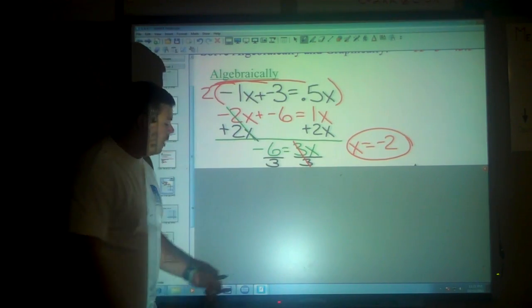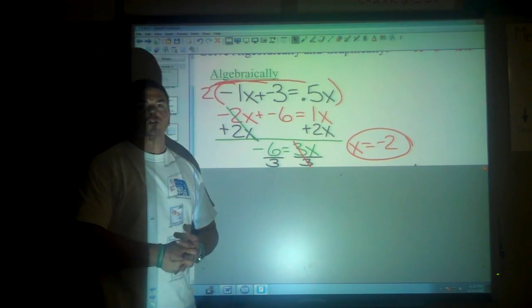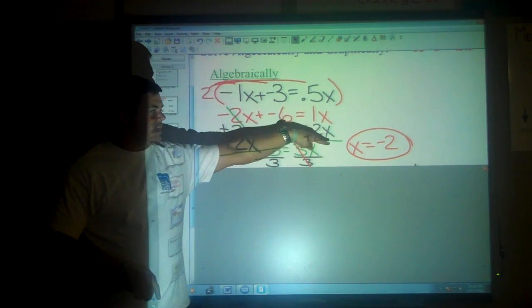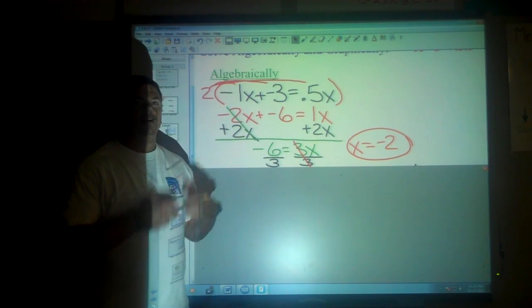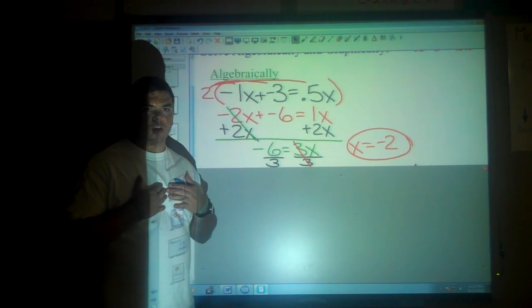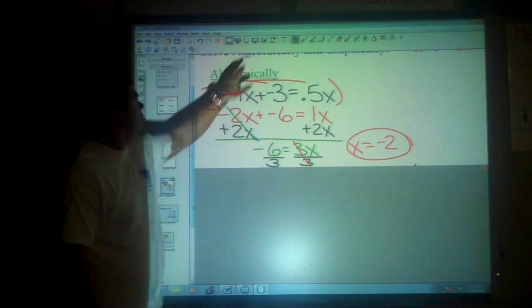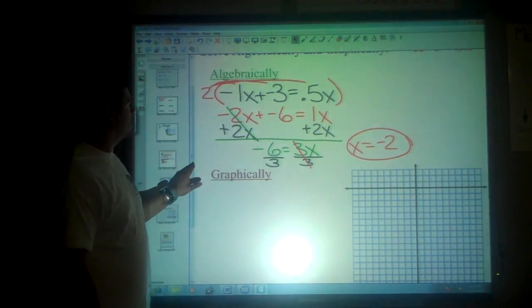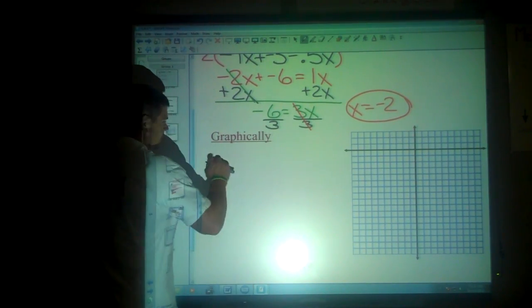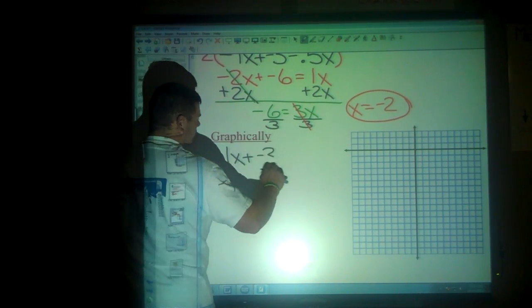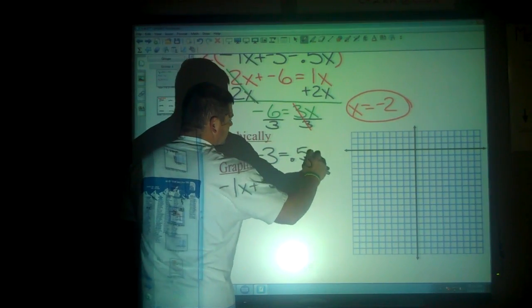negative 2. I am hoping when I get done making this graph that my graph crosses the x-axis at negative 2. If my graph crosses the x-axis at negative 2 when I've followed all the steps, then I'm in good shape. So let's go back to it and let's try graphing. Graphing, the equation was negative 1x plus negative 3 was equal to 0.5x.